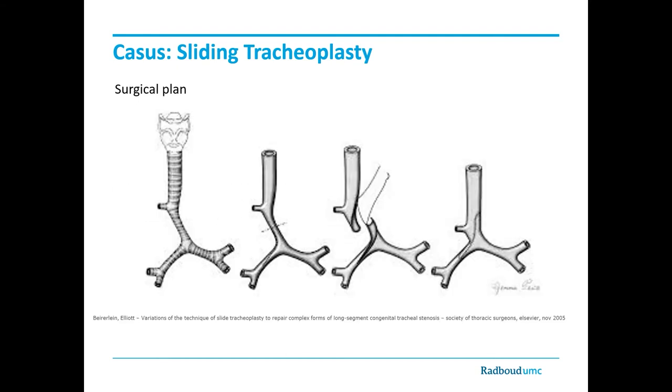First, I show you the surgical technique. After a transection of the trachea, a longitudinal incision is performed in the distal trachea and the right or left main bronchus. Then the distal part is pulled upwards and anastomosed so that it becomes wider and shorter.